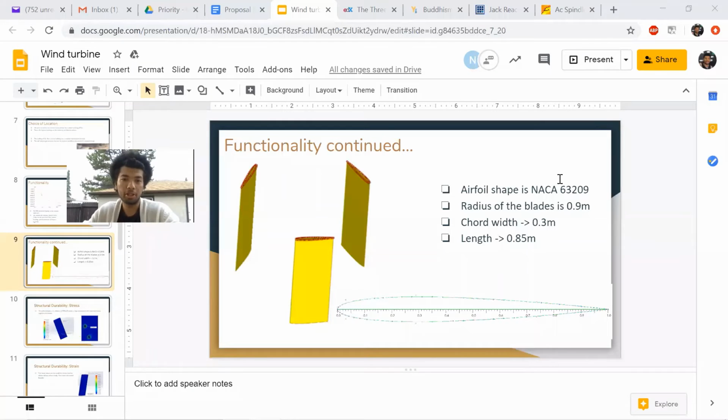So I want to talk a little bit more about the functionality. First off, the airfoil shape is NACA 63209, and the radius of the blades is 0.9 meters. This is the maximum possible radius because we want to maximize the torque and from the limitations as well. The chord width is 0.3 meters from this side to there, and the length is 0.85 meters, sorry, from top to bottom, also the height of the blades. And I would also like to mention this was done through Q-blade as well.